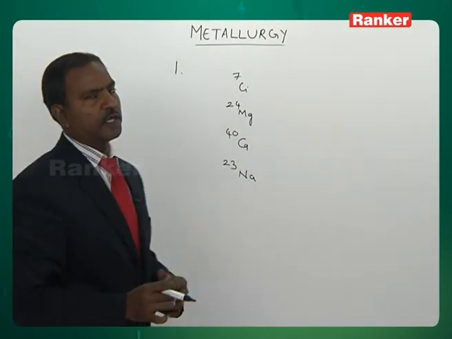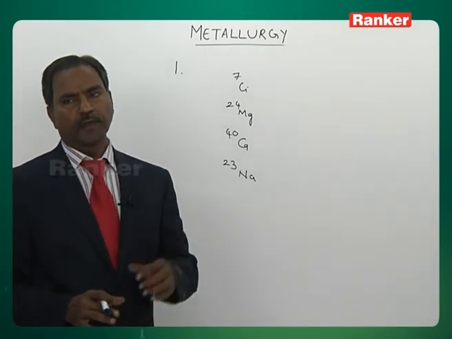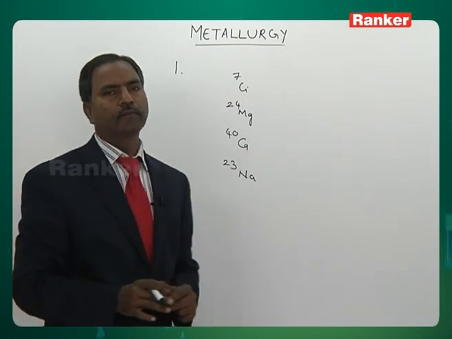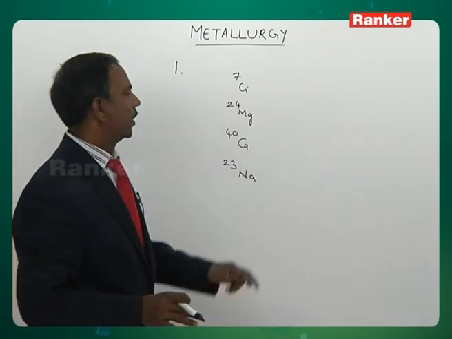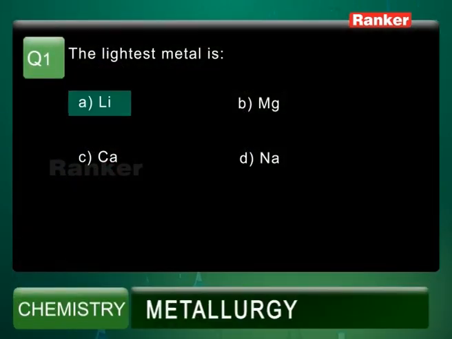You can easily understand from this. So, up to at least 20 elements, their atomic numbers and mass numbers should be remembered. Among these, lithium has only 7 atomic mass. Therefore, lithium is the lightest metal. So, for question number 1, the answer is A.